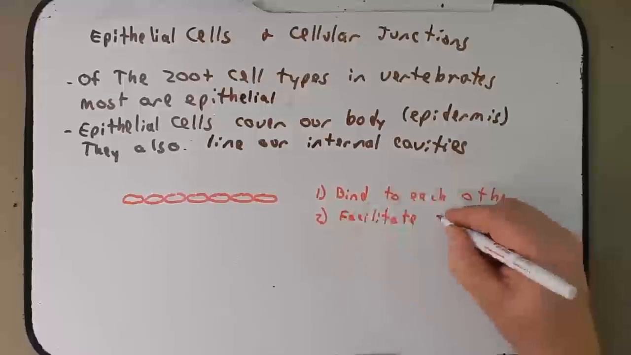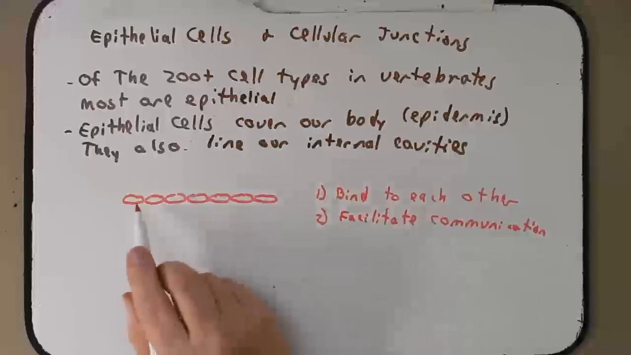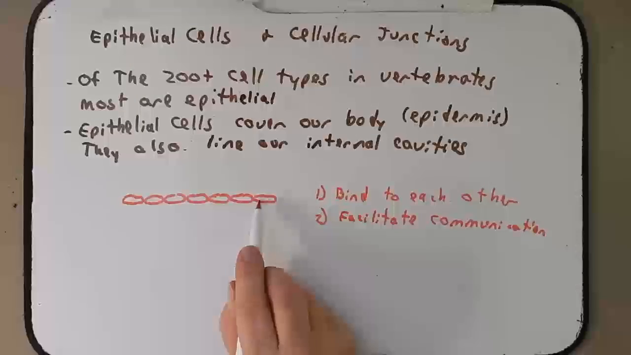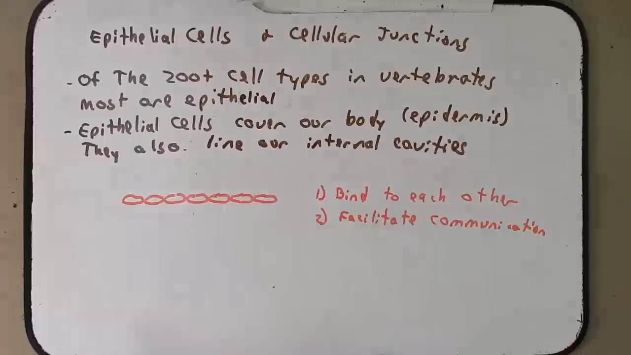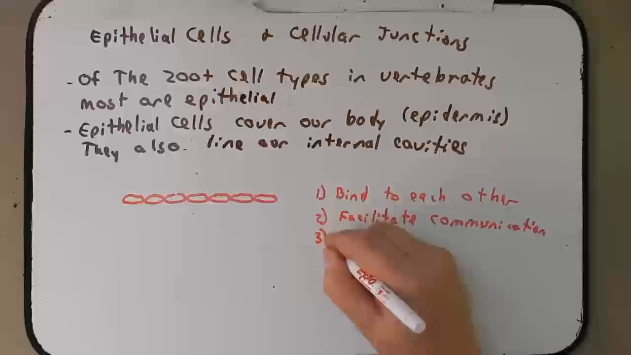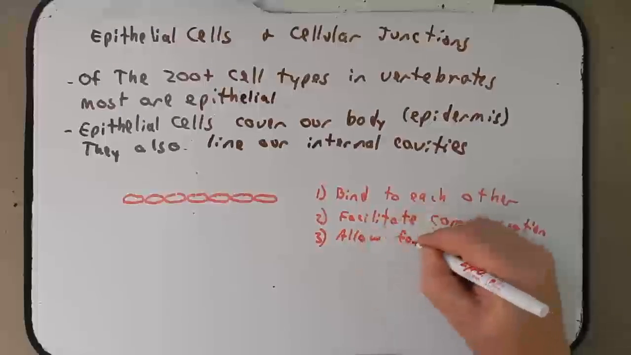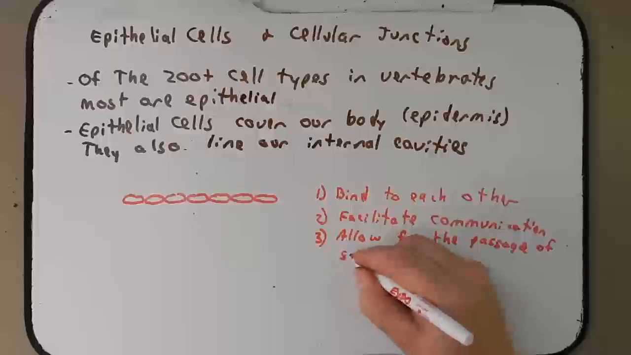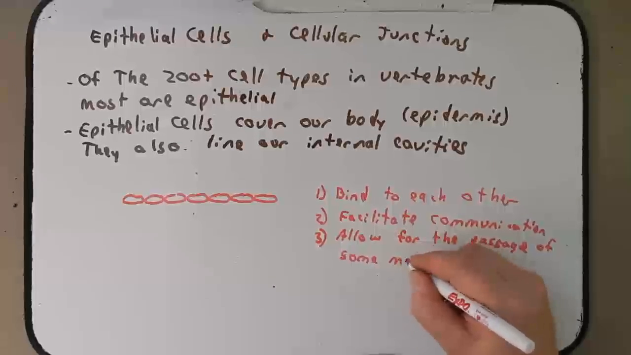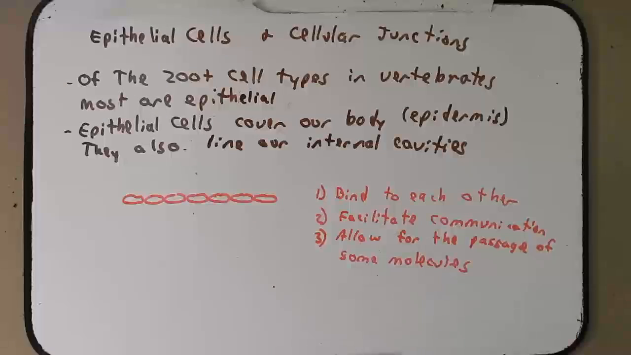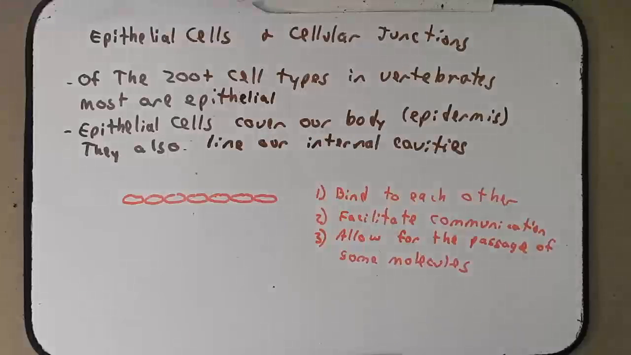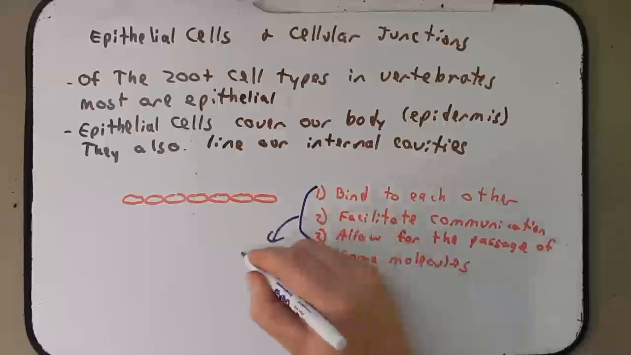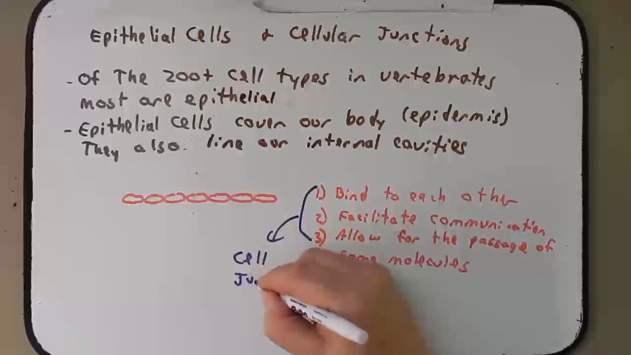They facilitate communication. So in the way they bind, they communicate with each other and between one side and the other side of the tissue, and they will allow for the passage of some molecules across the epithelium, but not all. So the way they're held together and the way they communicate is all going to be dependent upon cell junctions. So all of this is linked to cell junctions.